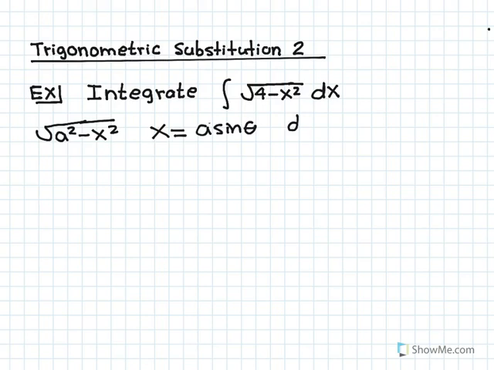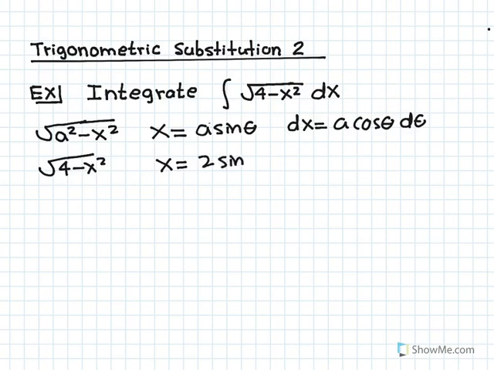Take the derivative of both sides, we get dx is equal to a cos theta d theta. So the integrand that we have is root of 4 minus x squared. That means x is equal to, well, 4 is just 2 squared, so x is equal to 2 sine theta. dx is equal to 2 cos theta d theta.